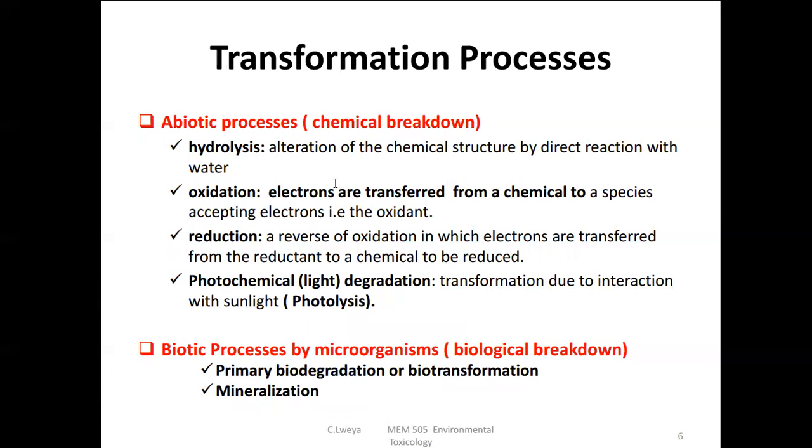Yeah, so they were just trying to bring now the highlights of what is hydrolysis. Hydrolysis is a reaction of a compound with water. At the end of the day, it gets to have its chemical structure changed.